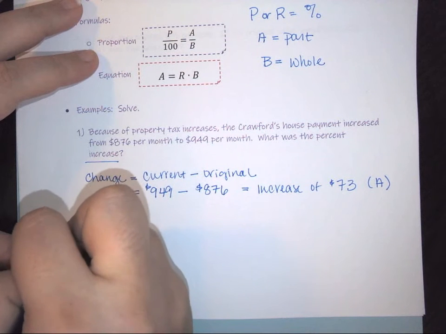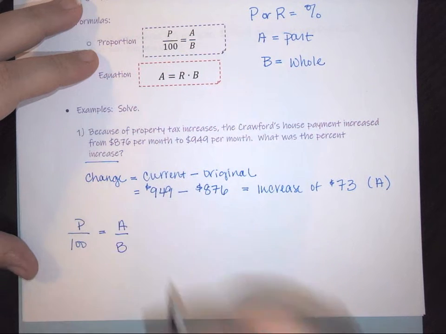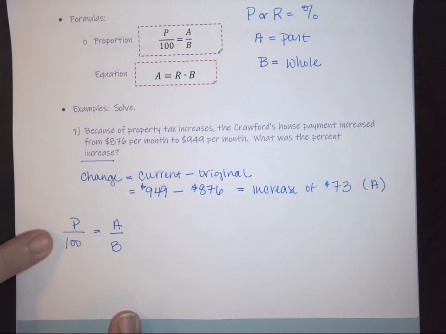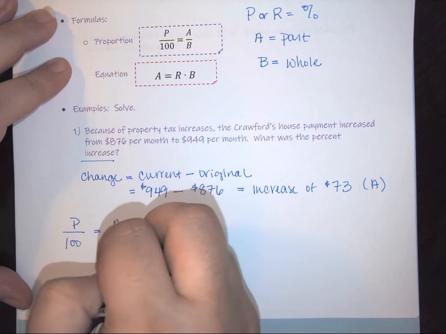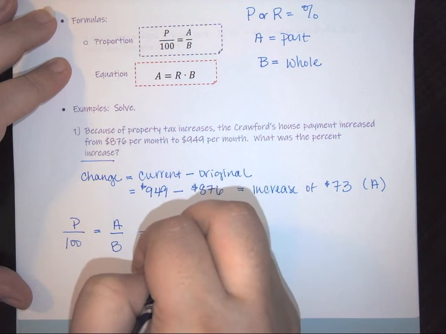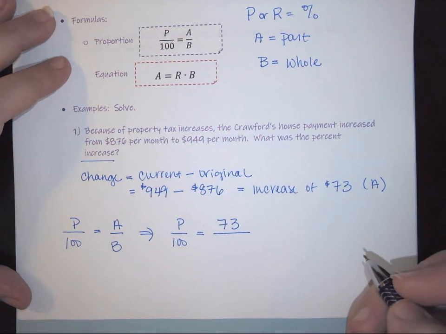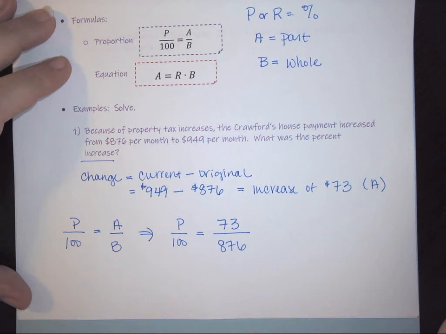So we have P over 100 is equal to A over B. Now the reason I'm using the proportion is because most students choose to set it up in terms of a proportion. For whatever reason, it just seems like it is the easier equation to work with, and so this is what it would look like. P over 100 is equal to my A term, which is how much I've increased, over your original, so 876.